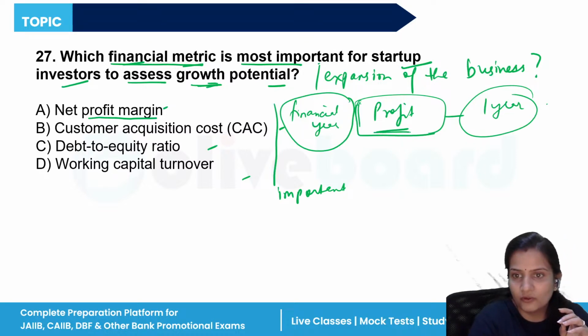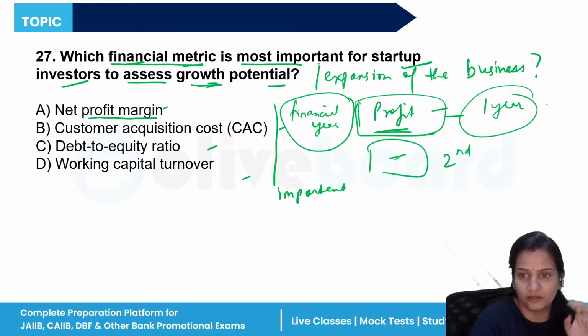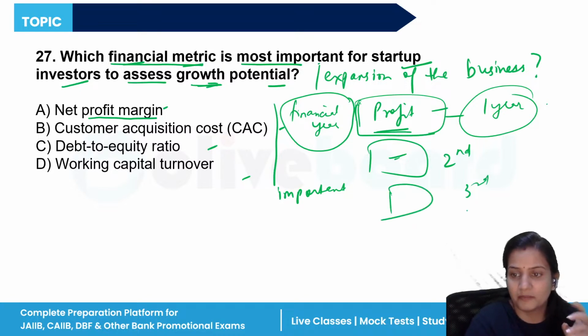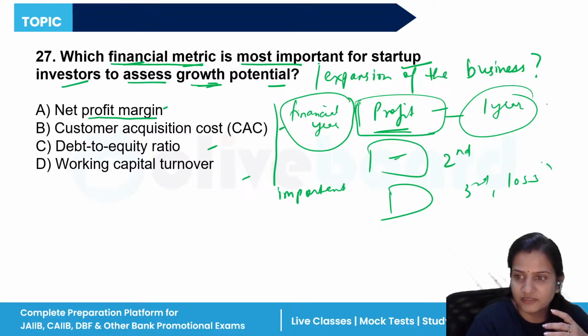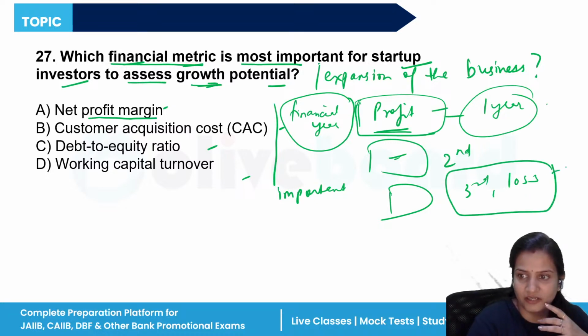Clear? So we don't know that if in 1 year we are having a profit, then in the second year we are also having the same profit or more profit. In the third year we may also have the profit. It might be that in the third year we will suffer a loss. So this can't assess our growth potential.